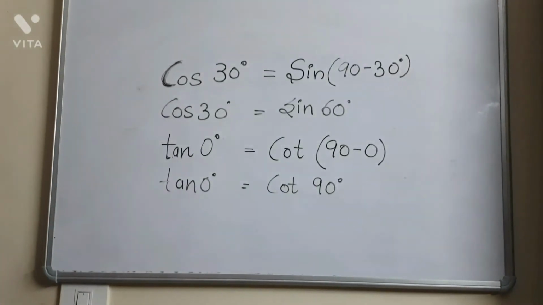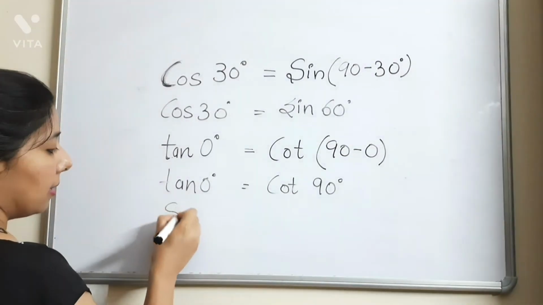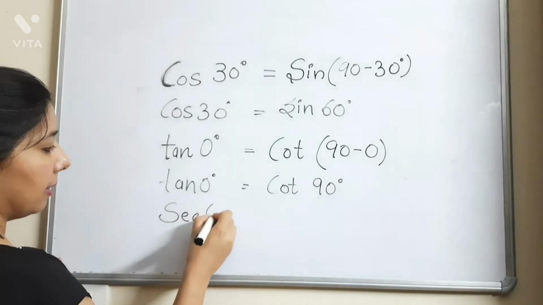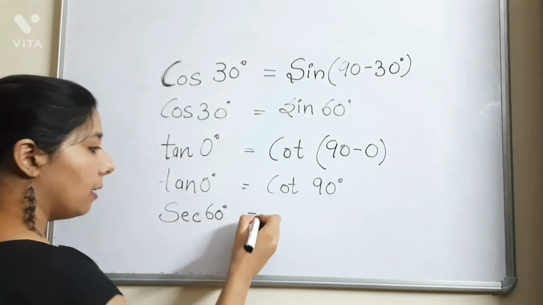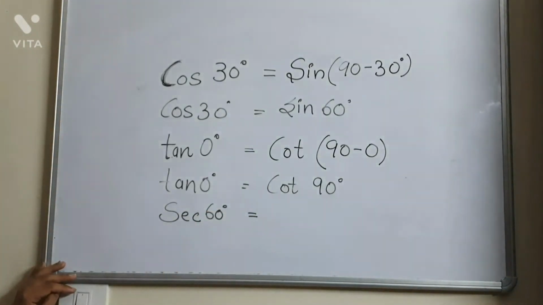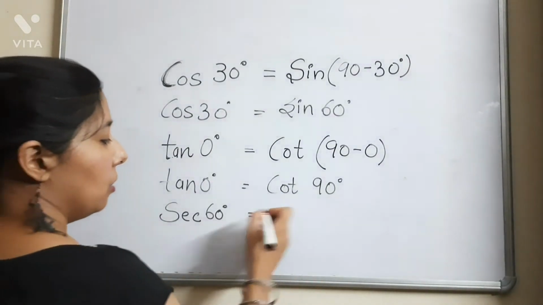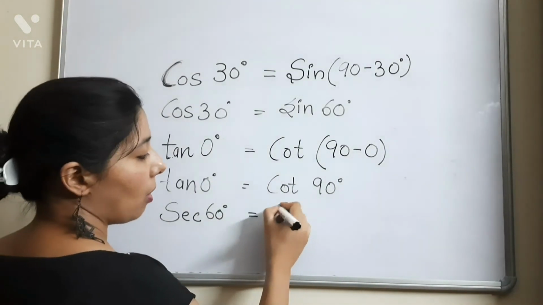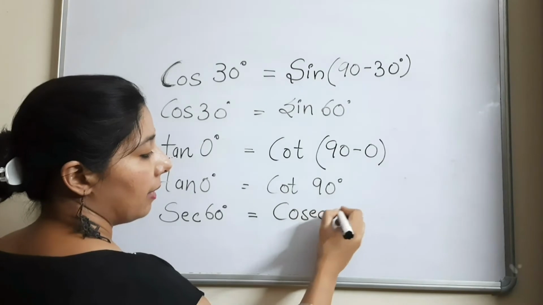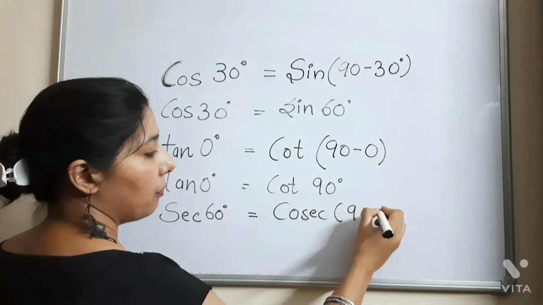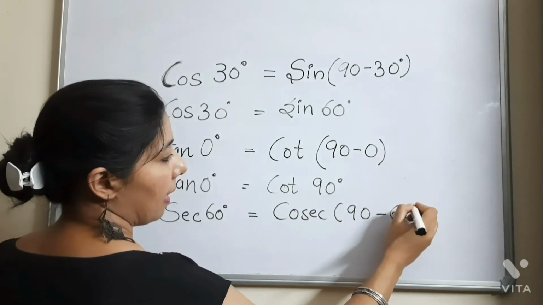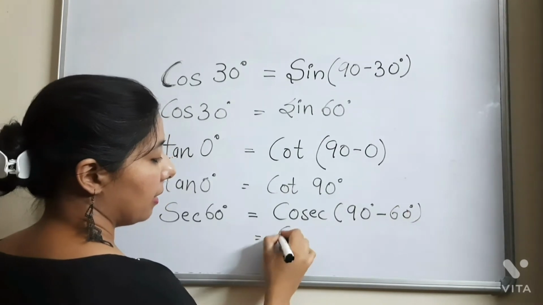And you can take one more example of interchanging, like if you are given secant 60 degree. And you people know that secant makes a complementary pair with cosecant. So if you change this secant to the cosecant, then you need to subtract this angle from 90. And what you are left with? Cosecant 30 degree.